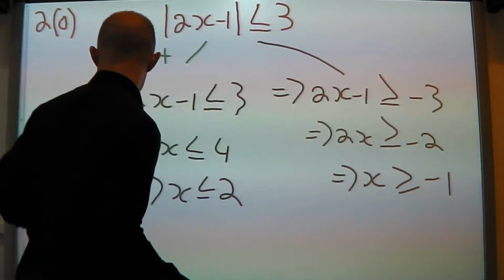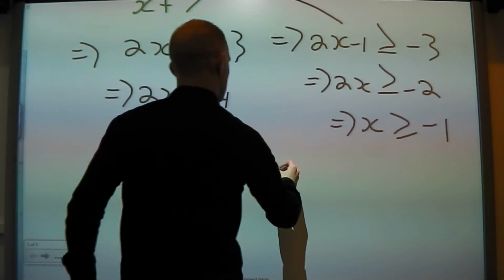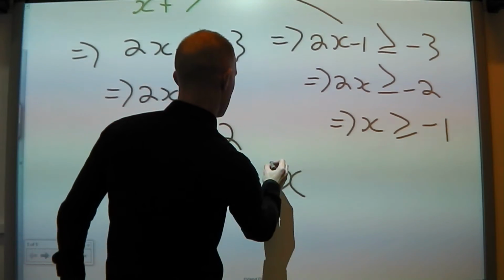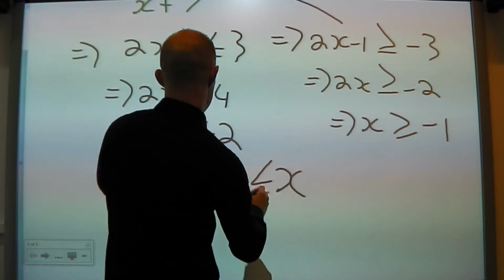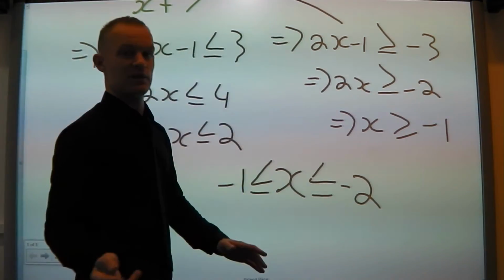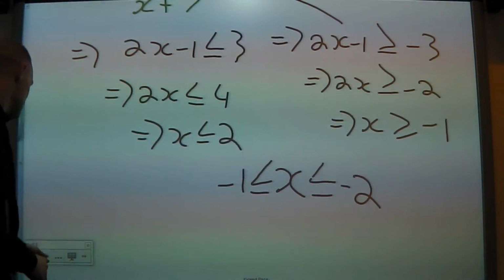So you know x is greater than or equal to negative 1 and x is less than or equal to negative 2. So x satisfies them rules, or them constraints.